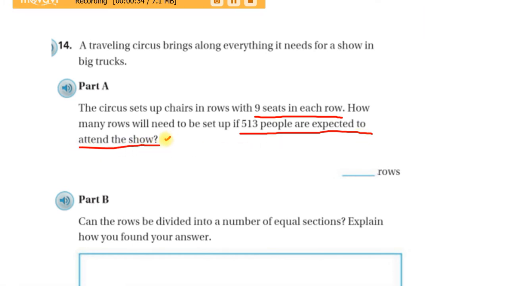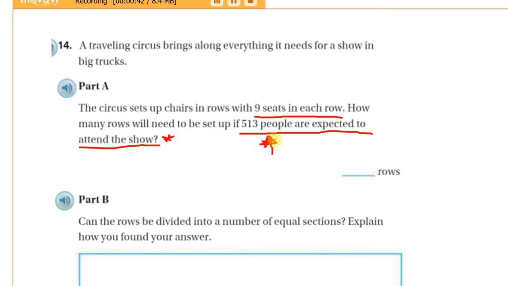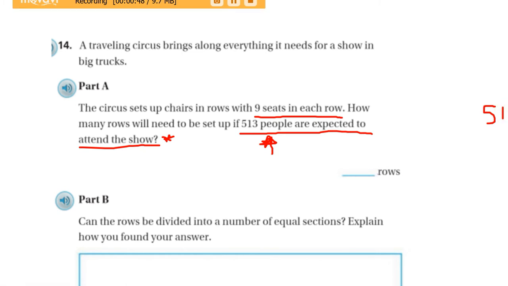That's our question. Now again, as I mentioned in other videos, we're dealing with people here, so that affects how we interpret the remainder. So really what we're doing is a division problem. 513 people, 9 seats in each row. I'm going to solve this using the place value strategy, so I'm going to write it this way.